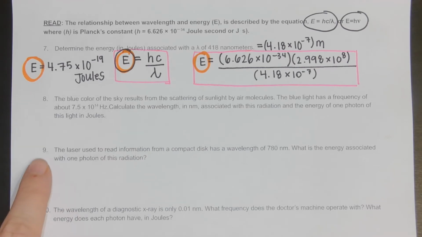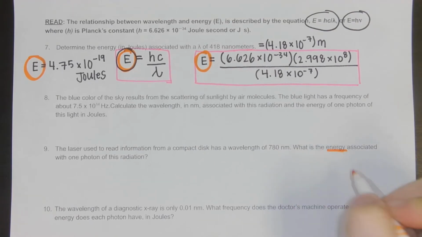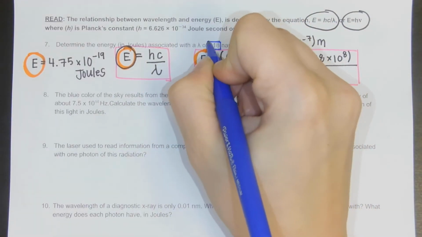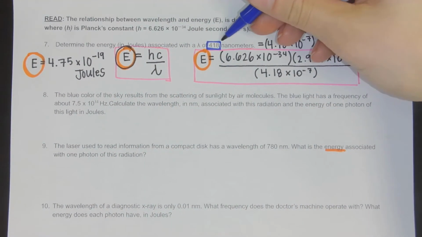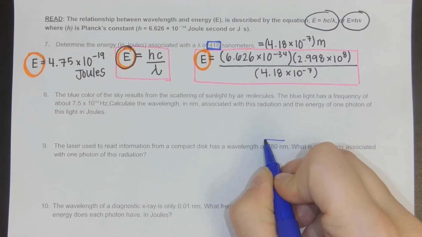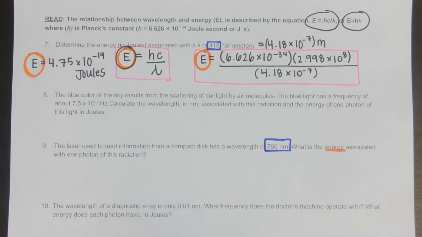When you do problem 9, it's the same exact problem. You're still calculating the energy associated with a wavelength, but instead of having a wavelength of 418 that we converted and plugged in, you're going to have a wavelength of 780 that you convert and plug in.